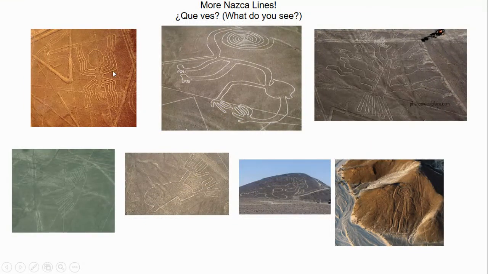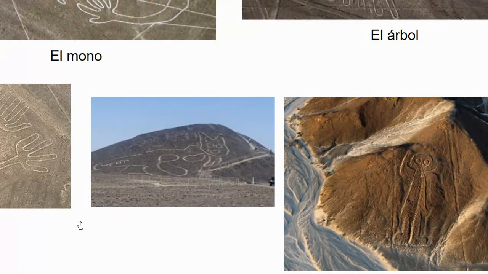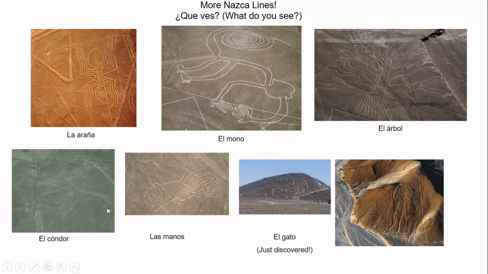We can see a spider, the monkey. This one is known as the tree. This is the condor, very famous one. This one, a lot of students said kind of looks like a chicken, but actually those are known as the hands. Just recently, they found this one, a cat.